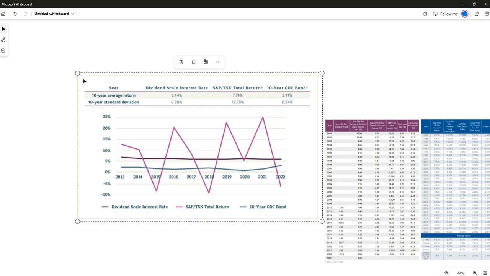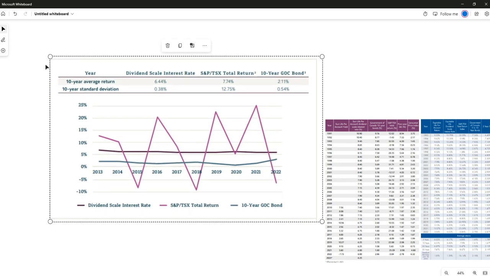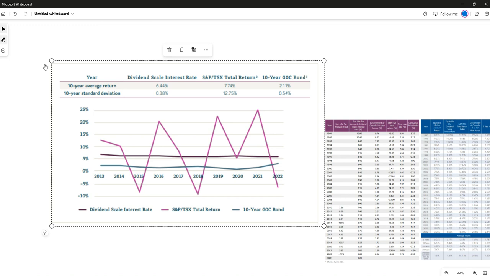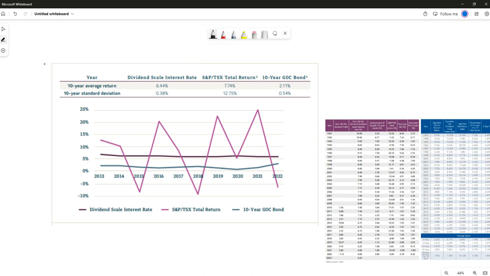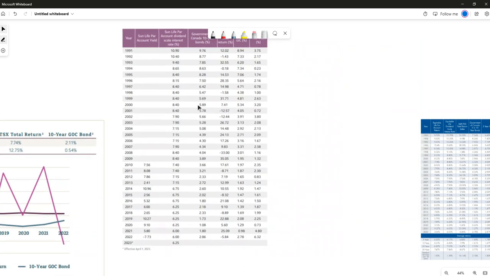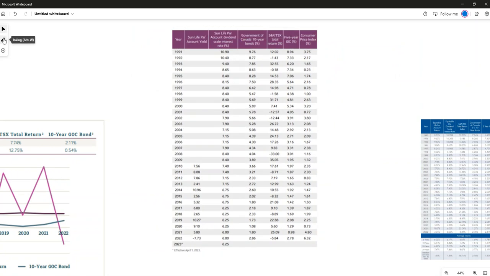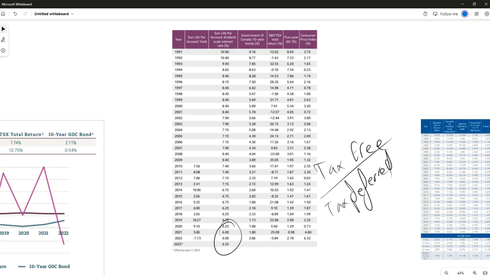something to this effect. You are going to see that the 10-year average return with respect to the dividend scale is 6.44%. And you're going to go, wow, 6.44% return is fantastic. You're going to look at one of these from Sun Life here, and you're going to go, geez, 6% with the tax-free, tax-deferred process that whole life insurance allows for. And you're going to sit there and go, this is absolutely incredible.